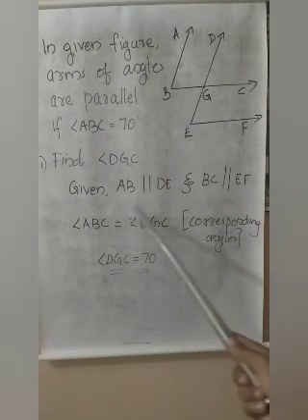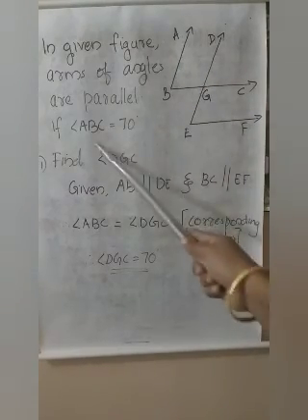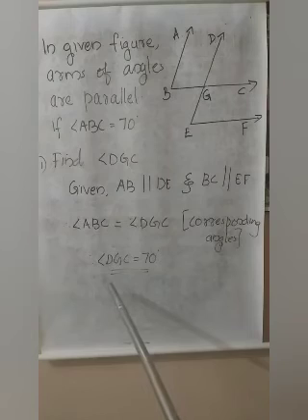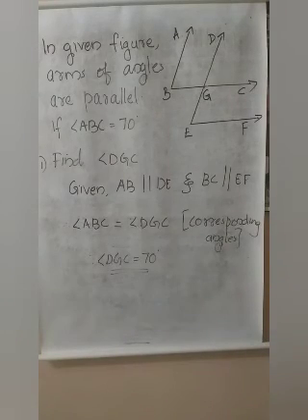So ABC is equal to DGC. These two angles are equal. What is the value of this angle? It is given in the question as 70. So from that we can find angle DGC is equal to 70 degrees.